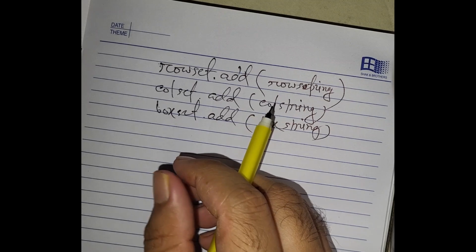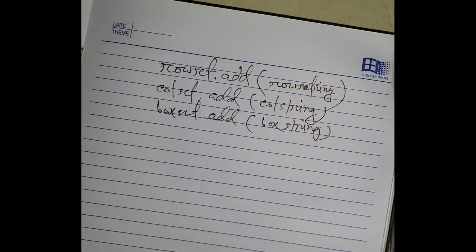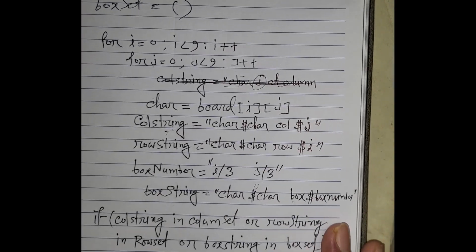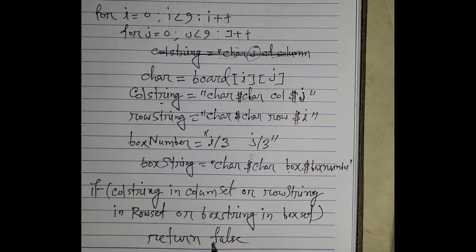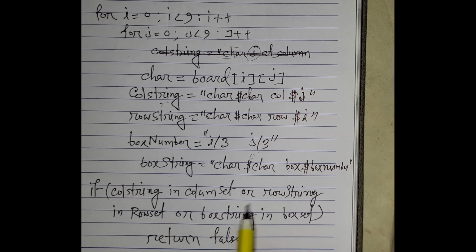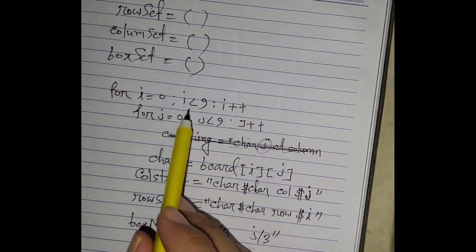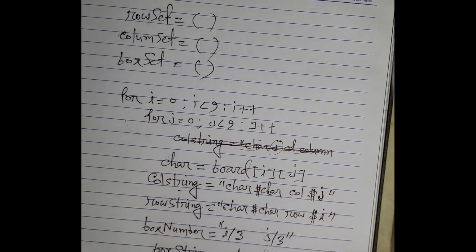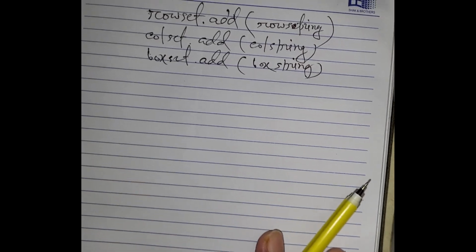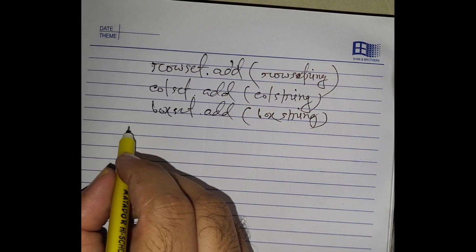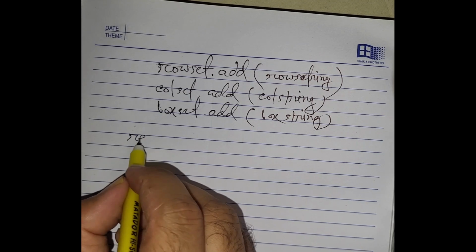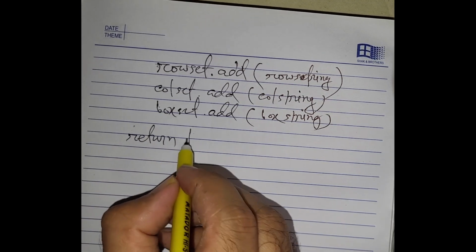So if we come out of our for loop, meaning this never is true and it never returns false, then when we come out of these loops, we can say it's a valid sudoku since it never found any duplicate. So we can come out of the loop and return true from here.